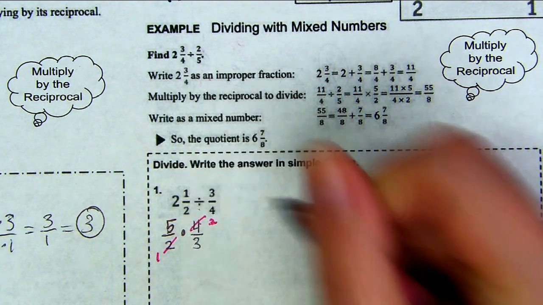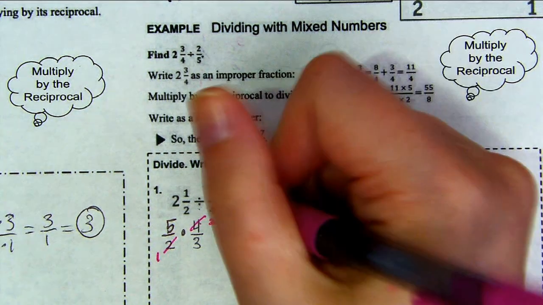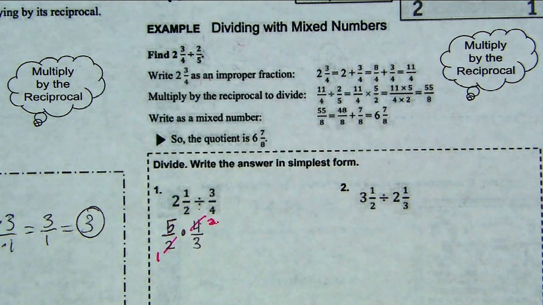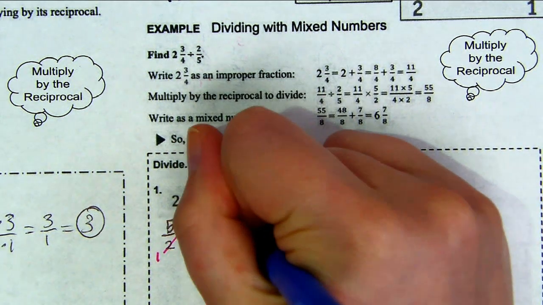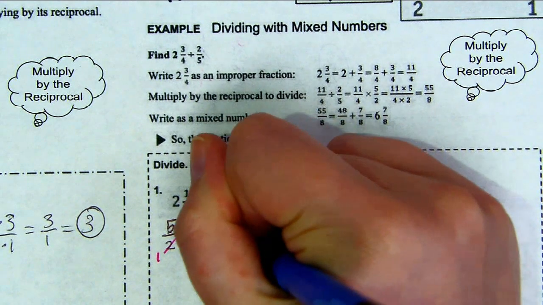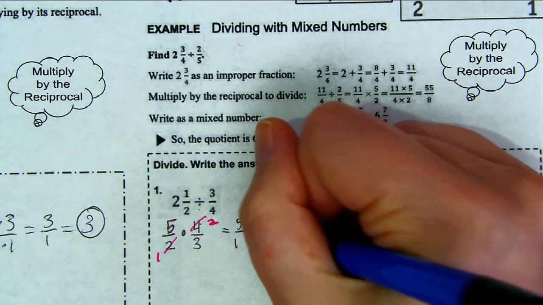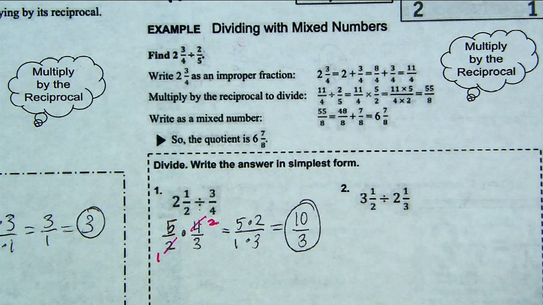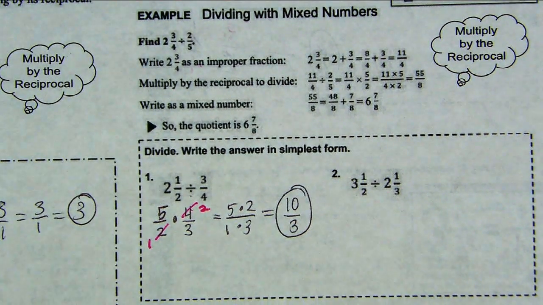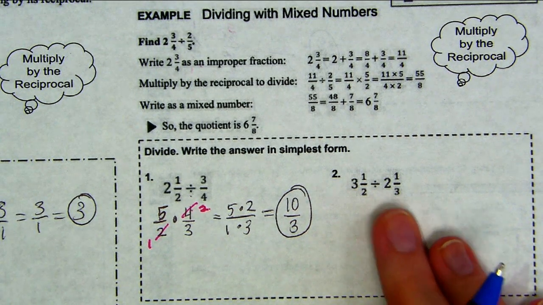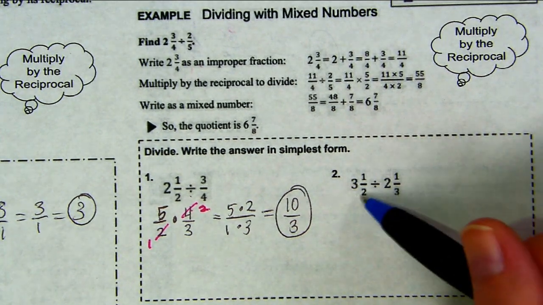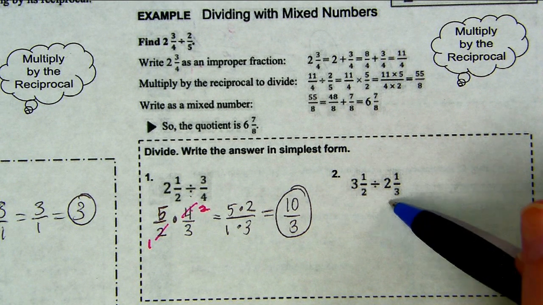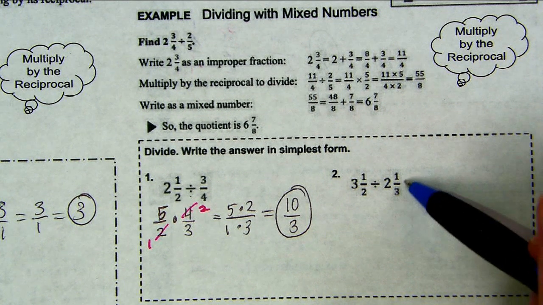So now we can go ahead and multiply across. So we will have 5 times 2 over 1 times 3. And when we multiply those together, we will end up with 10 over 3 as our final answer. For our last example over here, number 2, we have the fraction 3½ divided by the fraction 2⅓.